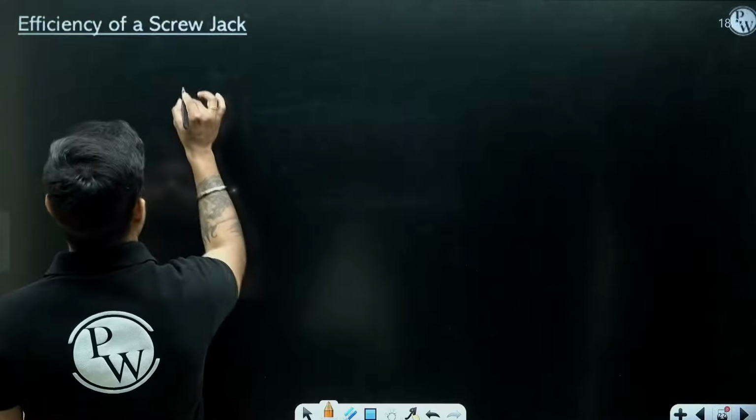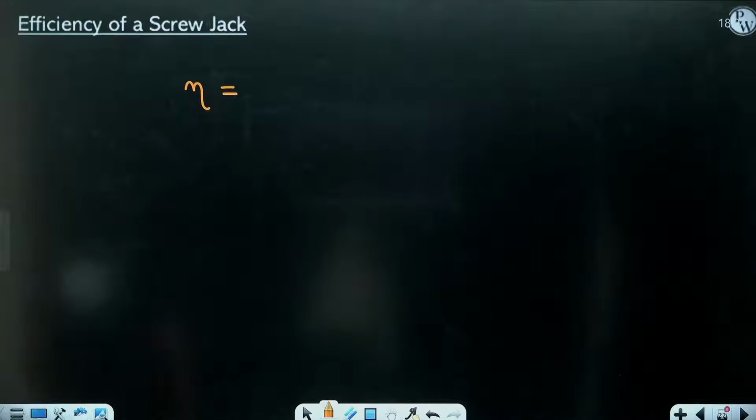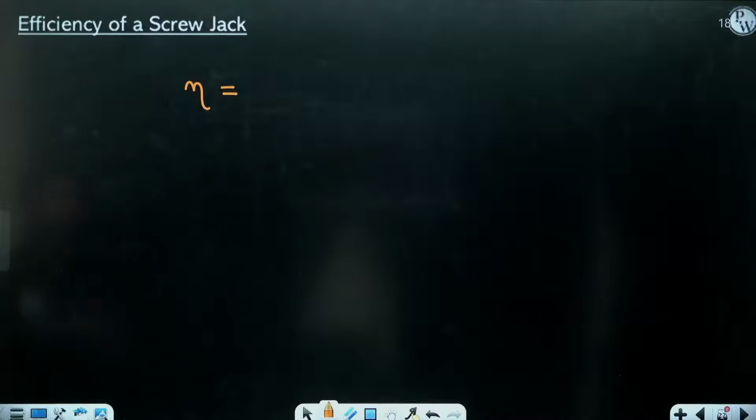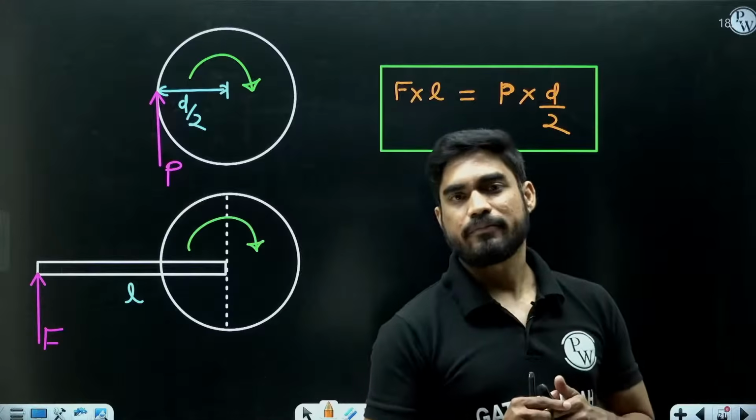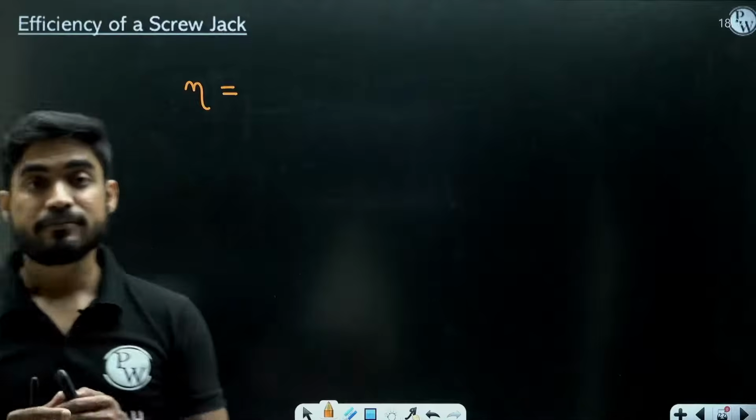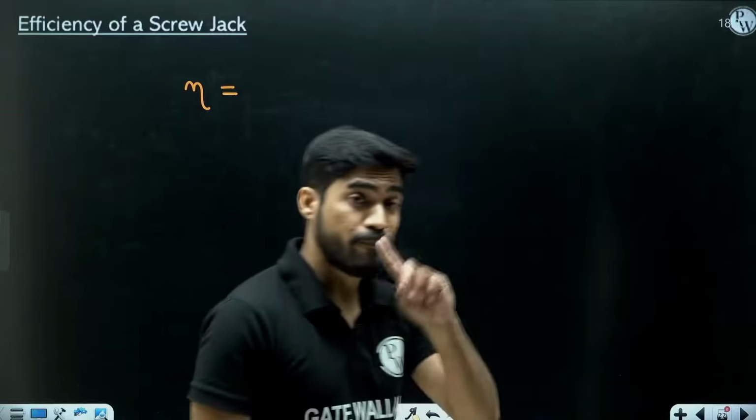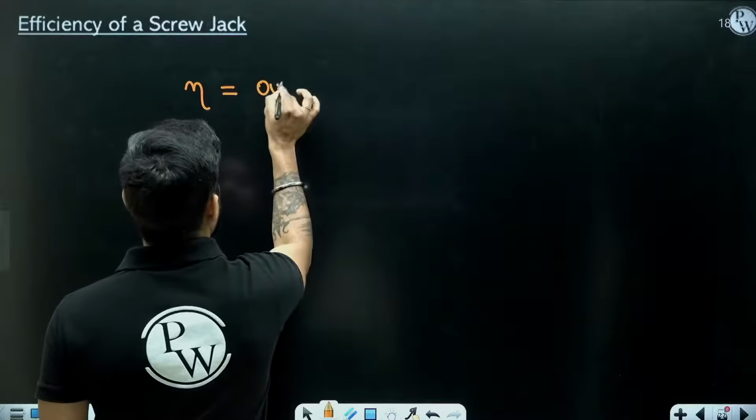Efficiency of a screw jack. Now what do we mean by efficiency of a screw jack? Understand this. Efficiency of a screw jack, eta, is output work per rotation divided by input work per rotation. Understand? What we are doing is, efficiency is output divided by input, but here we need the output and input per rotation.